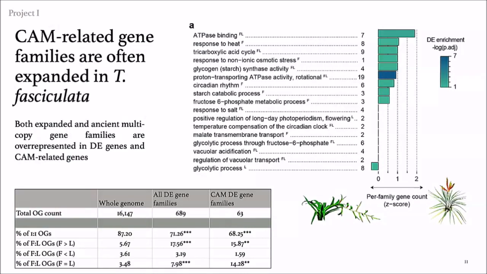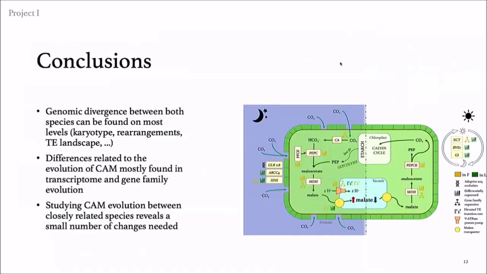And we're wondering whether that might mean that when you have multi-copy gene families, you just have less restraint on the expression profiles of the genes, and they can evolve more freely. So we can conclude this project as that we actually picked up quite a few differences between the two species on many different levels: karyotype, rearrangements, TE landscape, etc. But when we look specifically at CAM differences, it's mostly found in the transcriptome and also in gene family evolution.